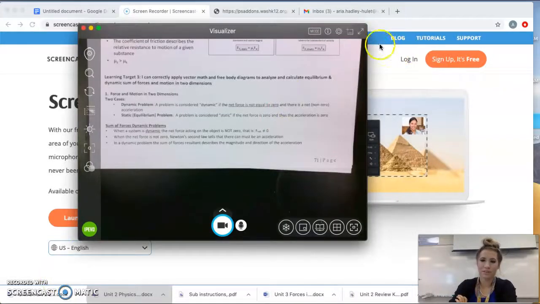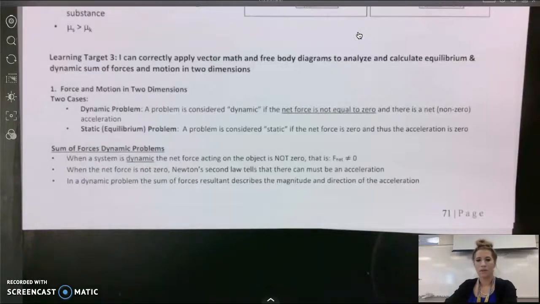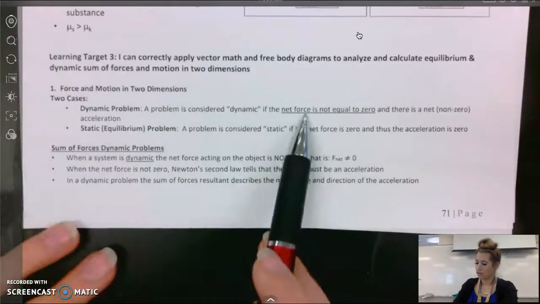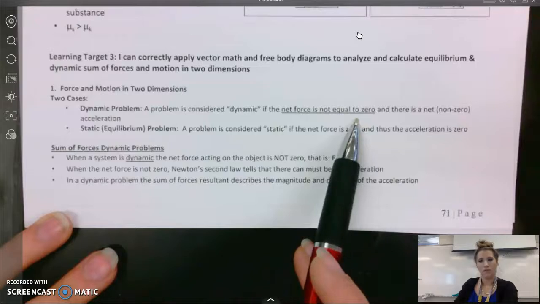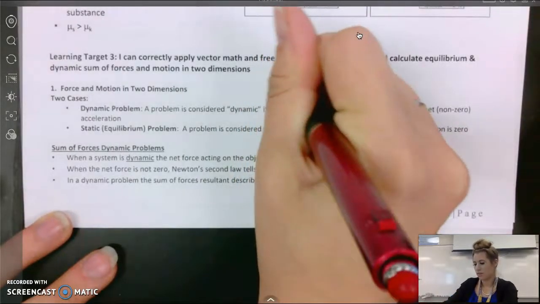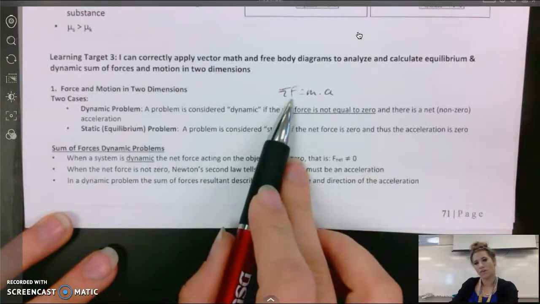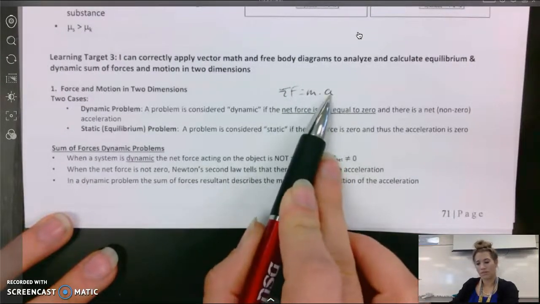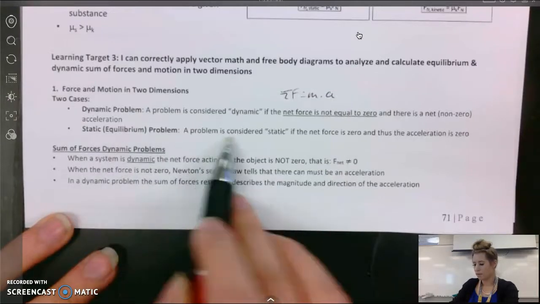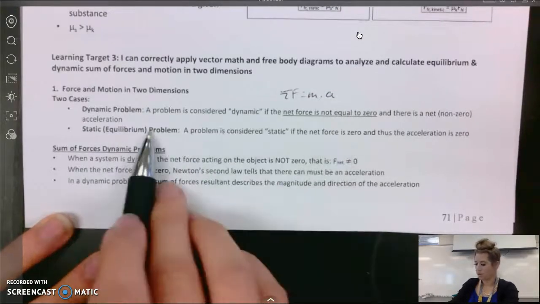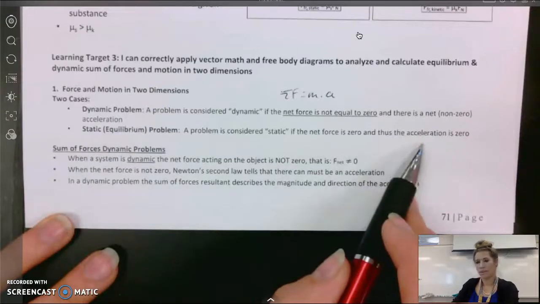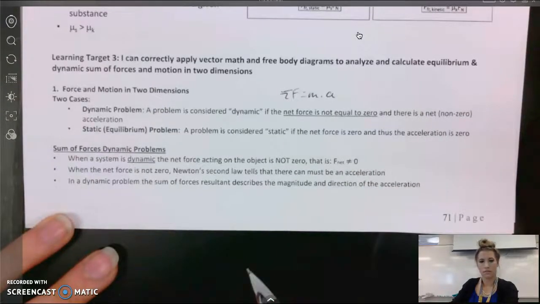Okay, learning target number 3. So we're going to be looking at free body diagrams and determining, are we looking at a dynamic situation or a static situation? So a dynamic problem is when the net force is not equal to 0. Okay? And so if that net force, the sum of the forces, equals mass times acceleration, if the net force or the sum of the forces does not equal 0, then the acceleration is not going to be 0. In a static problem, we're doing the opposite of that. When the net force is 0, we call that static, and so then the acceleration must be 0 as well. Okay?